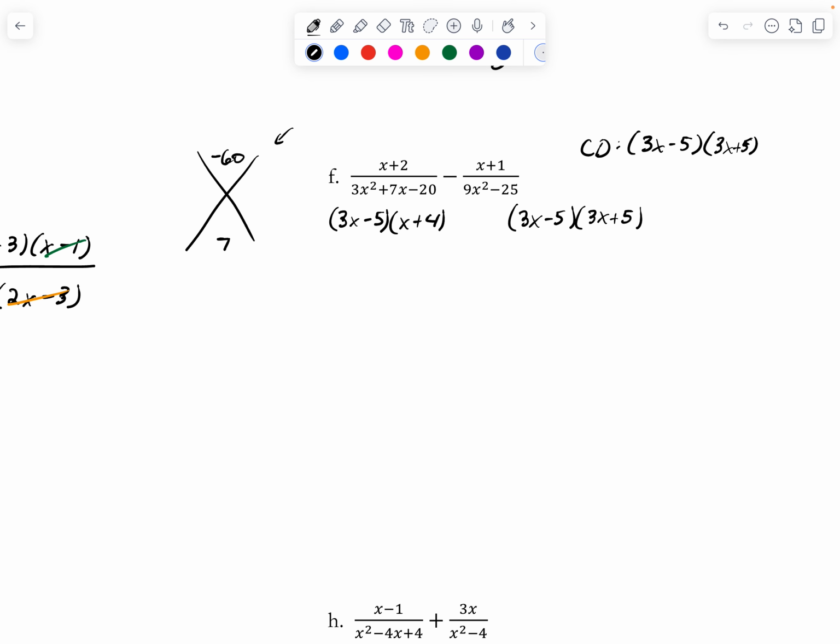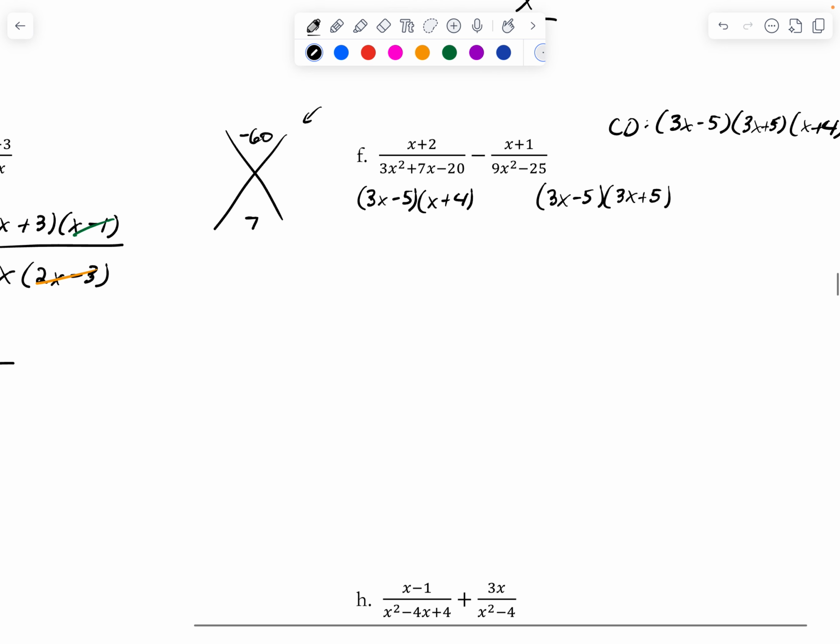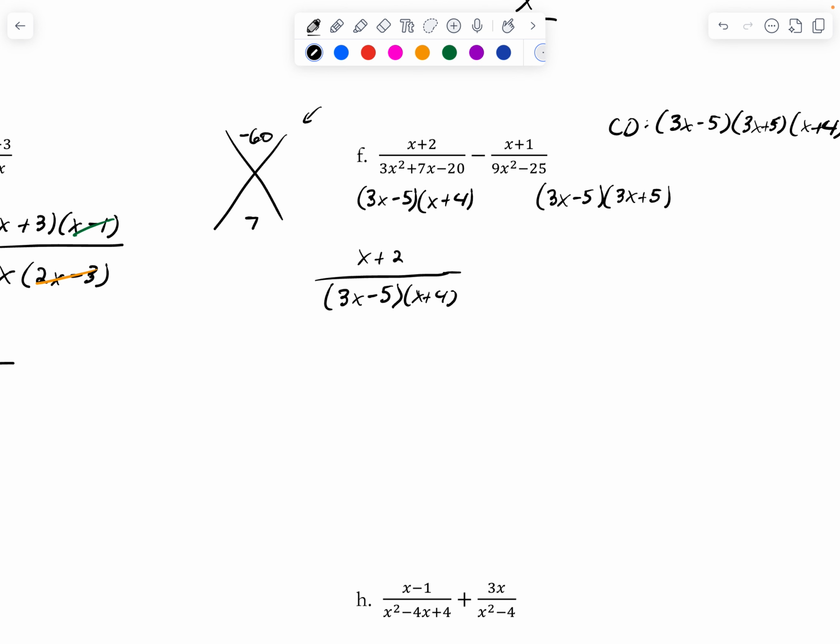All right, so I need to make sure that both of these denominators have all of those. So when I look at this first one, I'm going to write down x plus 2 over 3x minus 5 times x plus 4. So the one this needs is going to be 3x plus 5, top and bottom. And then when I write down the other one, this one is going to need the x plus 4, top and bottom.